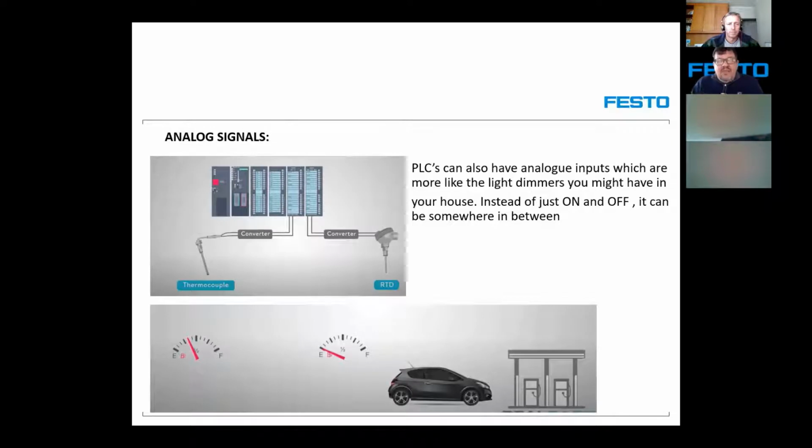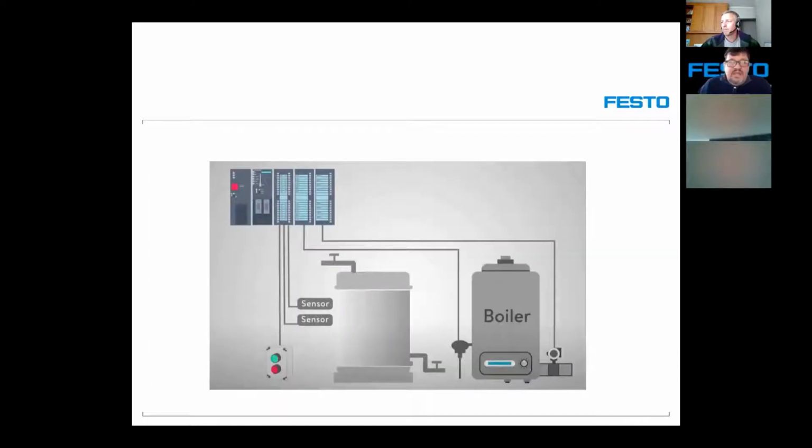That means analog signals, for example, a PLC can also have analog inputs, which are more like light dimmers you might have in your house. Instead of on and off, it can be somewhere in between. For example, your fuel gauge on your car can be empty, or it can be anything from empty to full. That's actually the analog signal. And when it comes to PLCs, with your sensors you can then also control a system or a process.